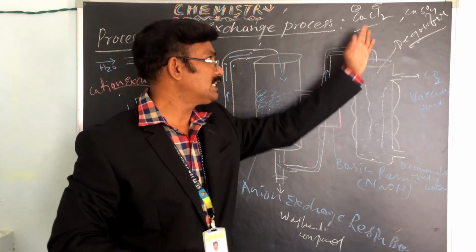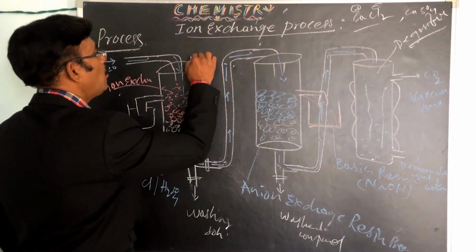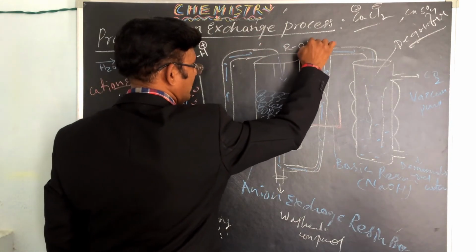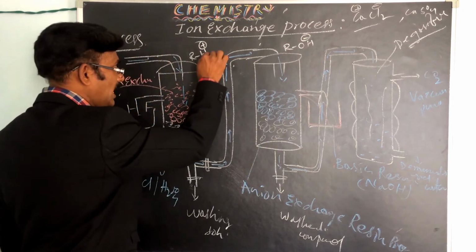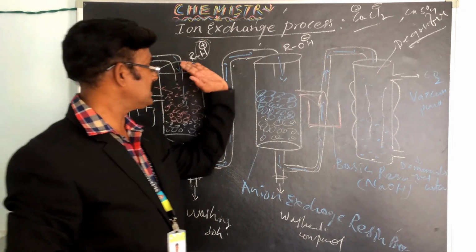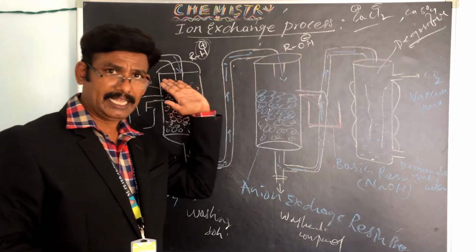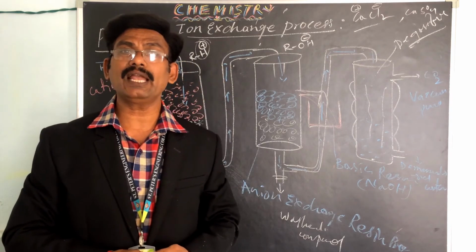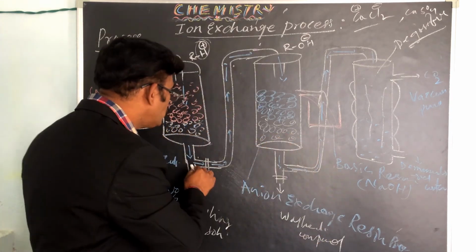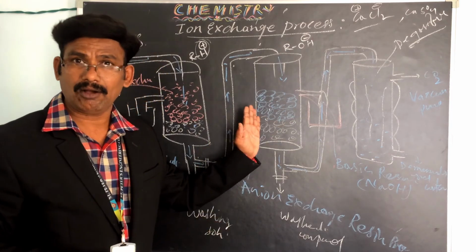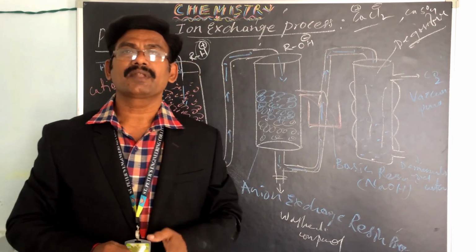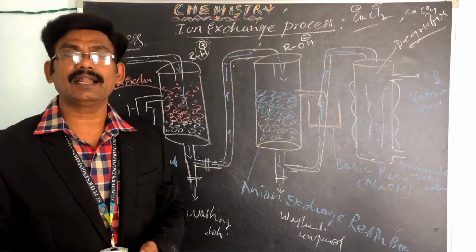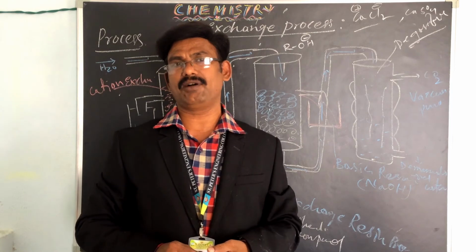An equal amount of H plus ions are released, because in this resin it is H plus, and here in the other it is OH minus. So for however many calcium ions are taken, an equal amount of H plus ions are released into the water. Okay, the water is subsequently allowed to the second column. The second column is the anion exchange column.